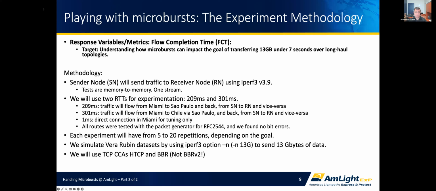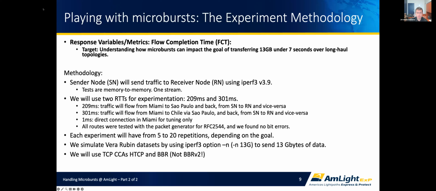Basically, the traffic goes from Miami to Sao Paulo, back to Miami in both directions, or Miami to Sao Paulo to Chile, back to Sao Paulo, back to Miami in both directions. Those devices, the sender and the receiver node, are in the same switch, so they are less than 1 millisecond apart. So we also create a connection for this, for tuning and creating baselines.